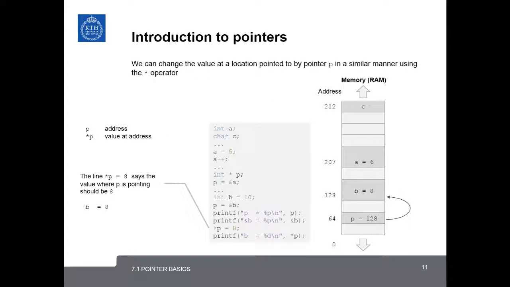We can also change the value at some location in memory that's pointed to by a pointer in a similar manner by using the star operator. So for example, here we can say star p equals 8, or the location that p is pointing to should now contain the value 8. And so when we do that, we see that the address of p is 128, and so the program updates the memory at 128 to contain the value 8. So now if we run a printf statement here on star p, we get a value of b equals 8. So by doing this operation, we've changed b from the value of 10 to the value of 8.